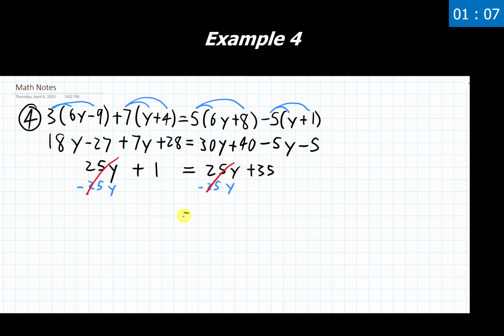The only thing left over on this left side is the number 1. The only thing left over on this right side is 35. And here we have a completely false statement. 1 is not equal to 35. This is just weird. It makes no sense. What the heck do we do with this? Well, this is an example of our last classification that we had showing up. This is where we would have a contradiction.